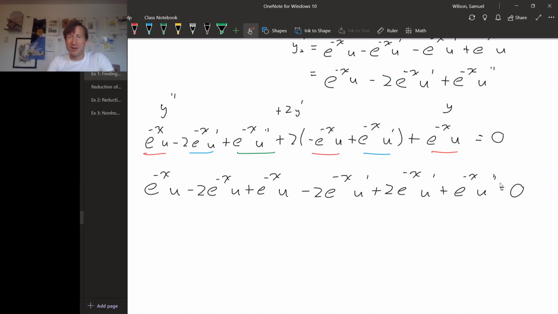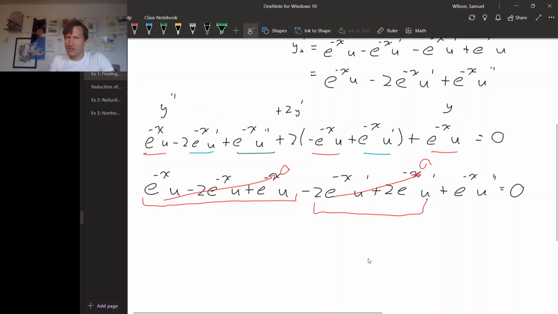Okay, now as I was writing this all out, you probably noticed that a lot of this simplifies. All of our u terms actually add up to 0. And then also it looks like our u prime terms also add up to 0. And so we're left with e to the minus x times u double prime equals 0.